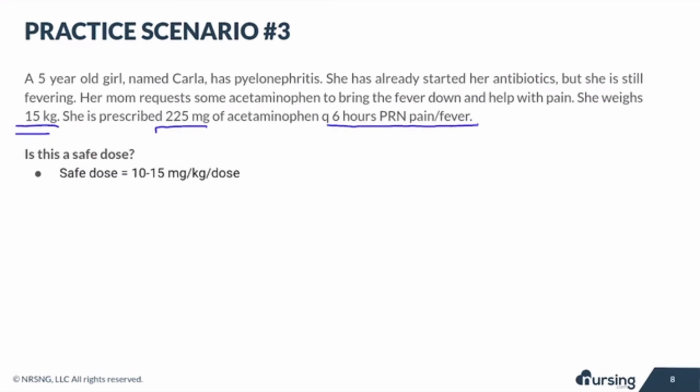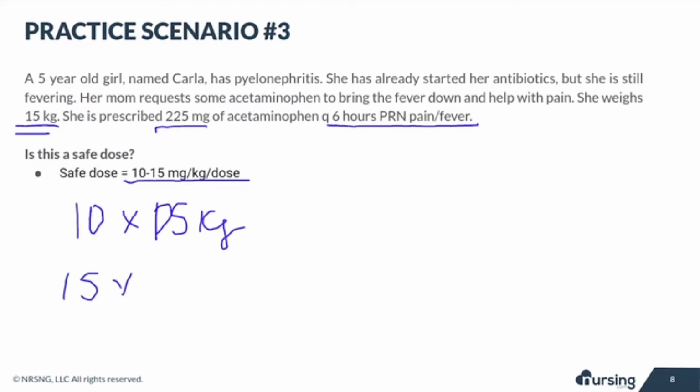In your drug book, you see that your safe dose for acetaminophen is 10 to 15 milligrams per kilogram per dose. Okay, so when we're calculating our safe range here, we're going to start with our 10 milligrams. So we're going to multiply 10 times the patient's weight, which is 15 kilograms. And then we're going to multiply 15 times the patient's weight to get our upper end of the range. So for our lower end of the range, 10 times 15 kilograms, you get 150 milligrams per dose that she can have.